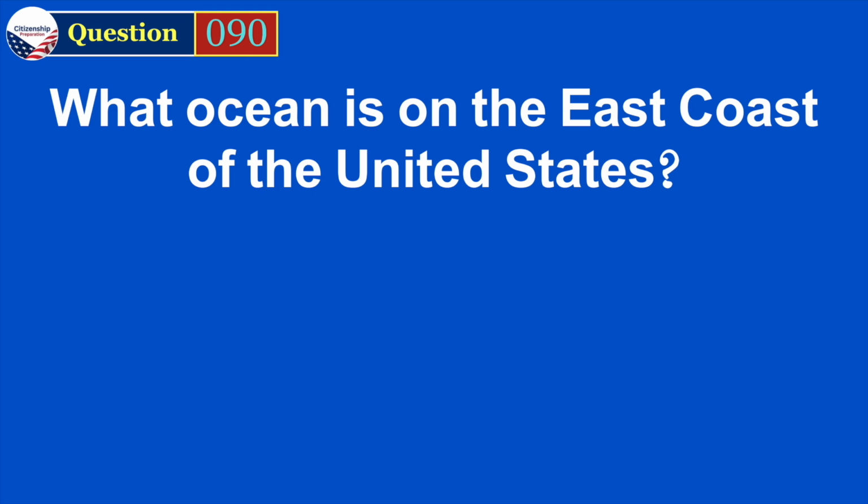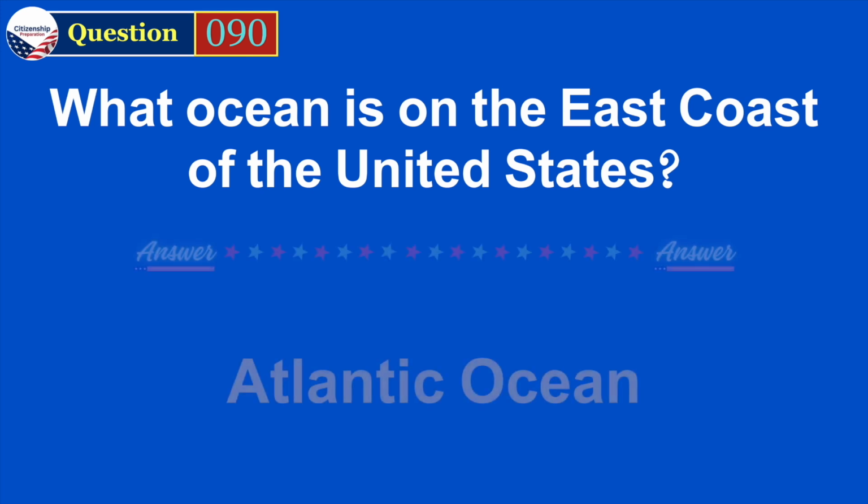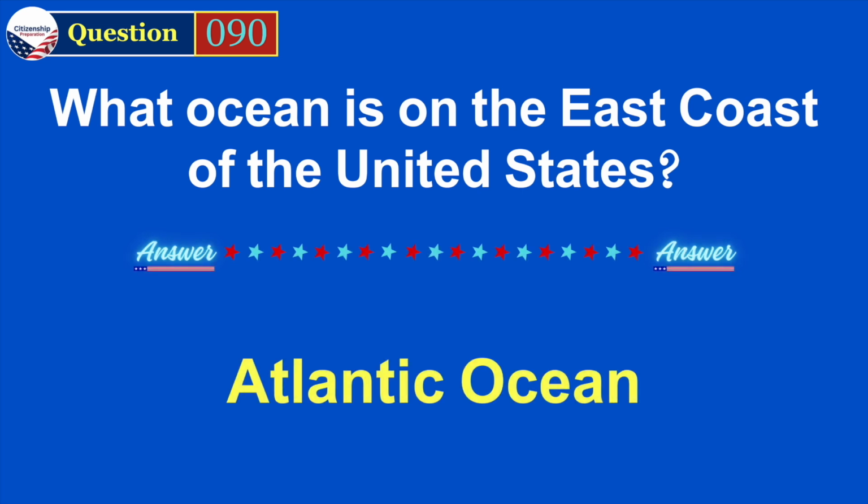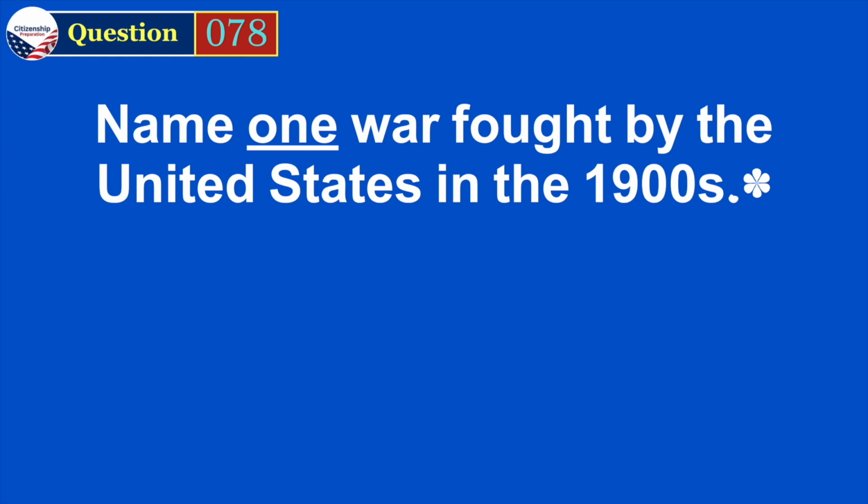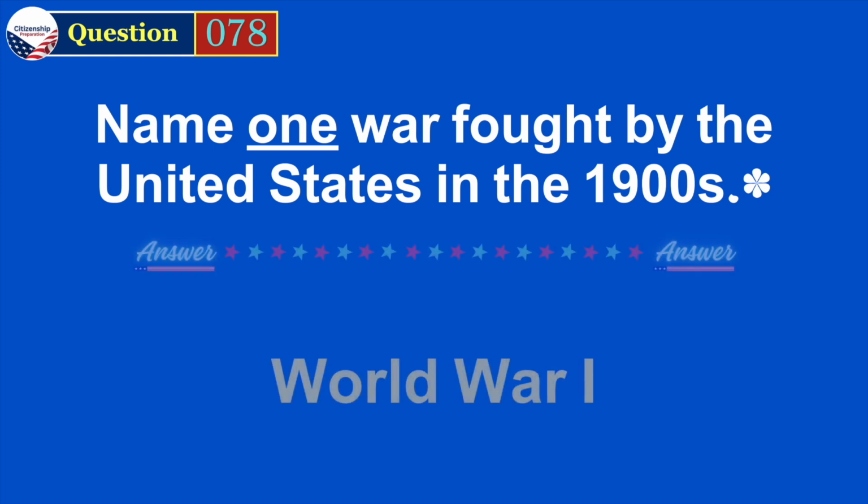What ocean is on the east coast of the United States? Atlantic Ocean. Name one war fought by the United States in the 1900s. World War I.